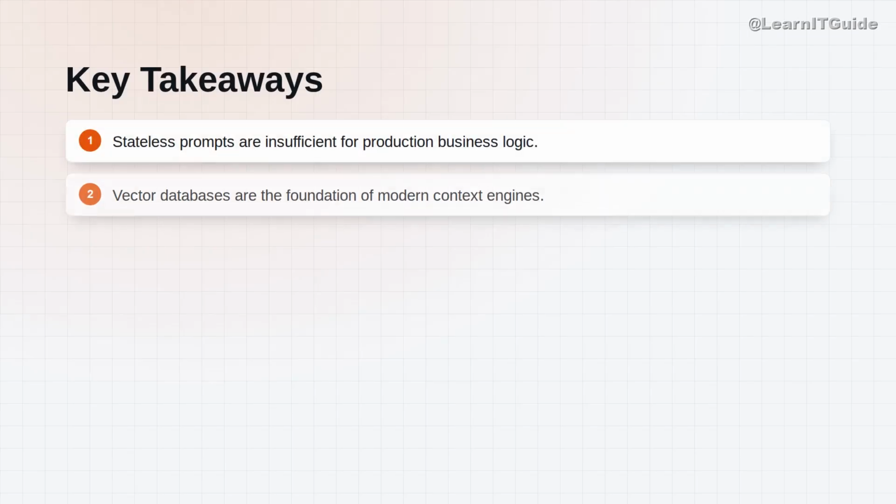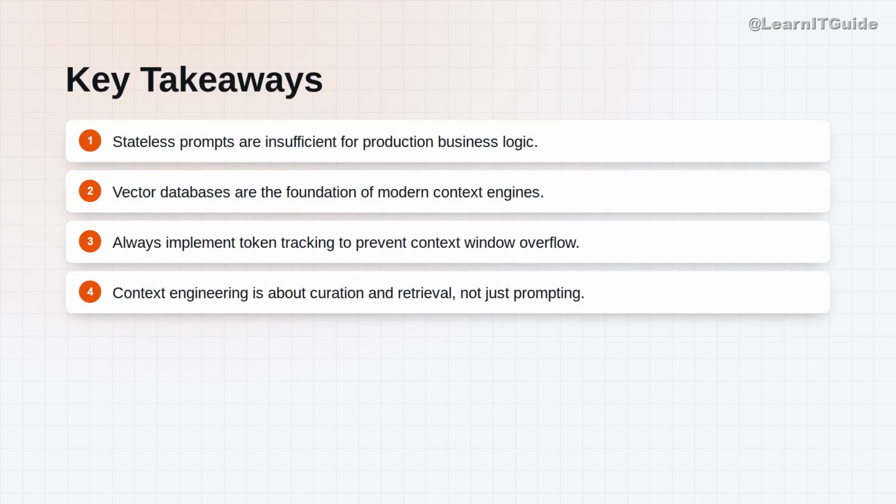To wrap up, remember that stateless prompts are never enough for production systems. Vector databases are the foundation of your context engine. You must always implement token tracking to avoid crashes. And finally, remember that context engineering is a discipline of curation and retrieval, not just clever prompt writing. Implement these practices and you will see your AI performance stabilize immediately.